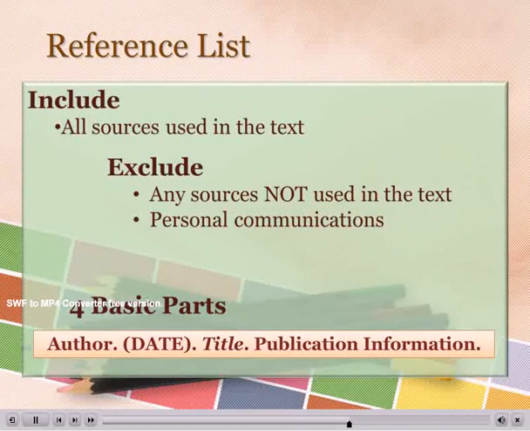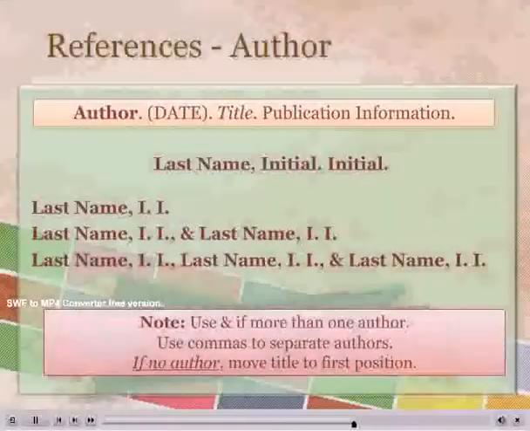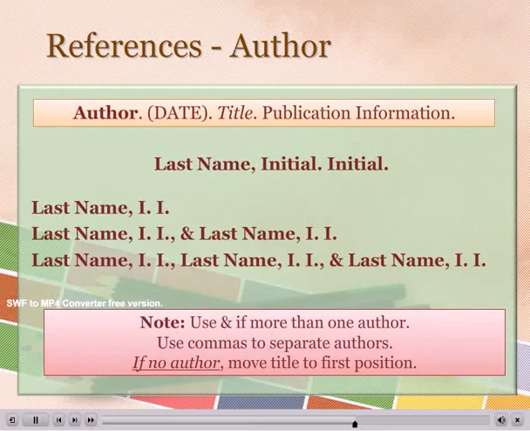The 4 parts are author, date, title, and publication information. All reference citations have these components. It's the way they appear that will be different. Authors are noted by last name and initials. The order is the same no matter which position an author appears. In other words, the first author will be listed last name initial, and the second will be last name initial, and the third the same, and so on.